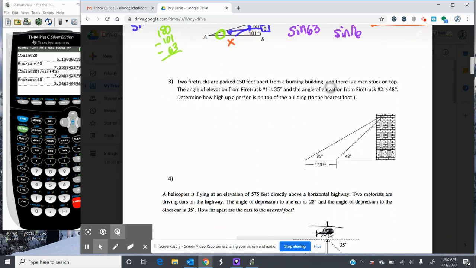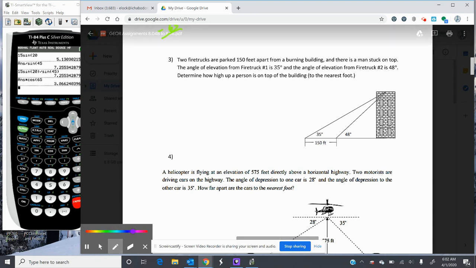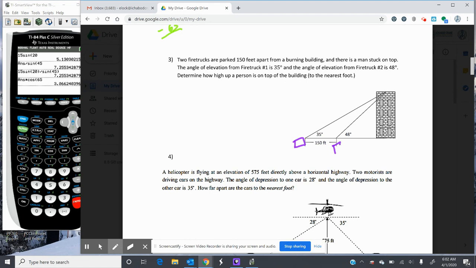I would like to help you redraw your diagrams for number 3 and make sure you know what you're looking for here, because I know this is all new for us. 2 fire trucks are parked 150 feet apart. So we have one truck over here. The truck would be there. From a burning building. And there is a man stuck on the top of the building. The angle of elevation from fire truck 1 is 35 degrees. The angle of elevation for fire truck 2 is 48 degrees. Determine how high up the person is to the top of the building. And again, we're going to round to the nearest foot for our final answer.